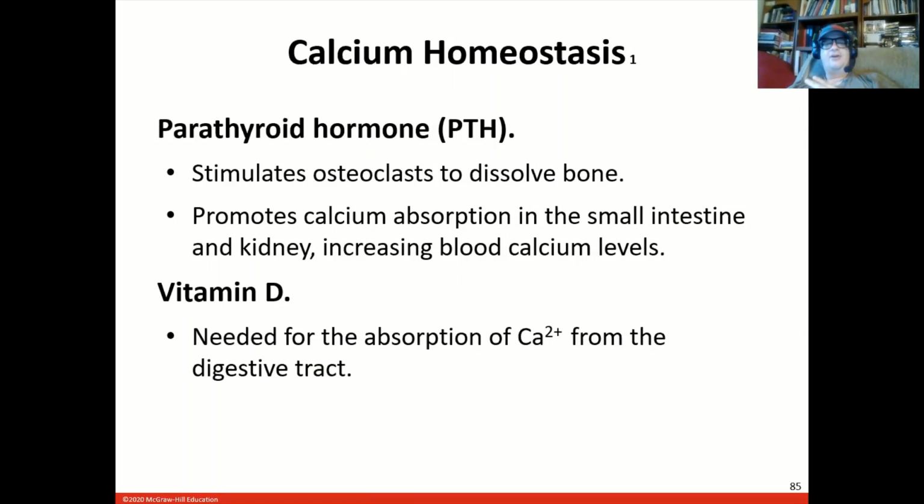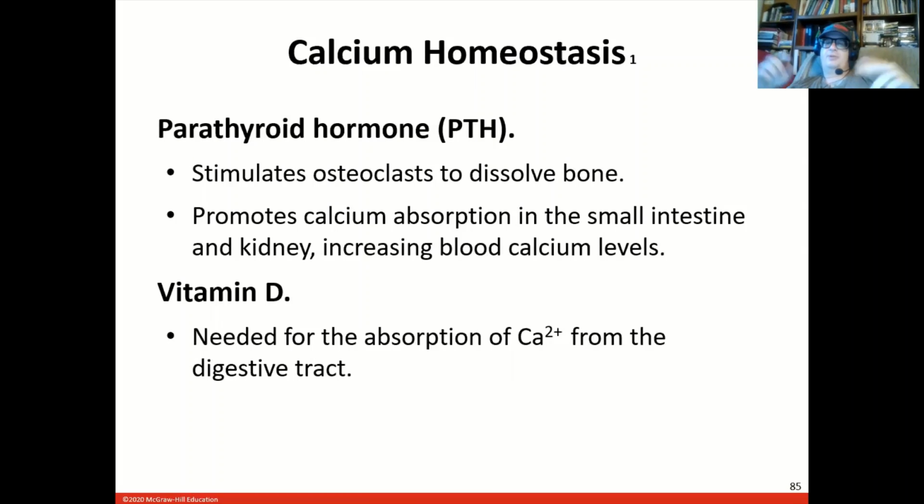So parathyroid hormone stimulates the osteoclast to dissolve bone, promotes calcium reabsorption in the small intestine and kidney, increasing blood calcium level. Basically, parathyroid hormone is trying to keep the blood calcium level up. And if it has to screw up your bones to do it, it will. Because you need calcium for things like muscle contraction. And you know that you need to have vitamin D to absorb calcium from your food in your digestive tract, we already talked about that.